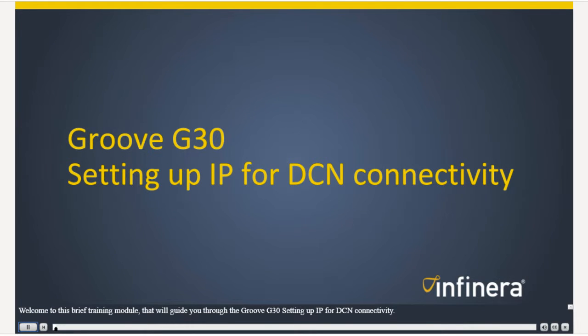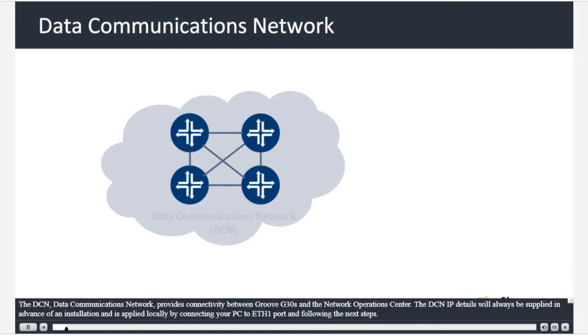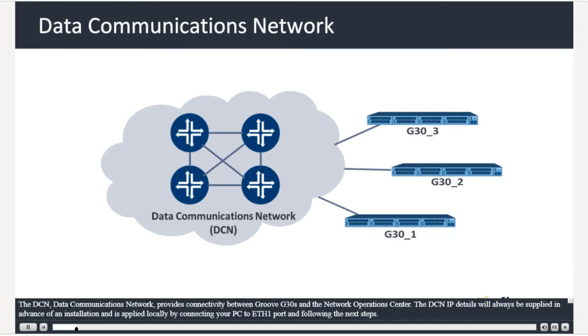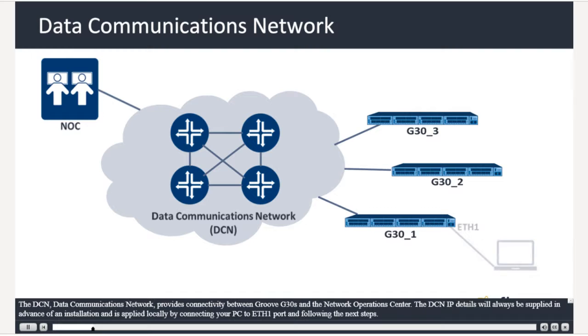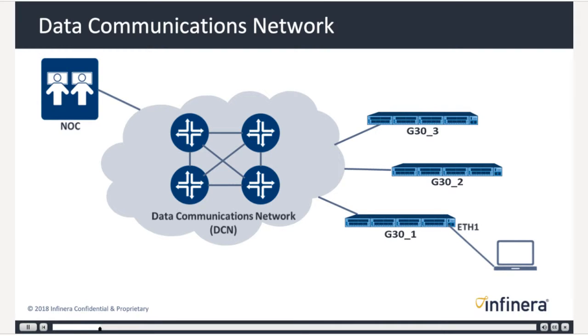Welcome to this brief training module that will guide you through the Groove G30 setting up IP for DCN connectivity. The DCN, Data Communications Network, provides connectivity between Groove G30s and the Network Operations Center. The DCN IP details will always be supplied in advance of an installation and are applied locally by connecting your PC to ETH1 port and following the next steps.